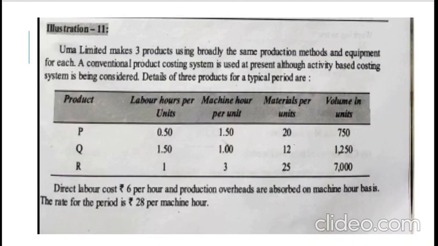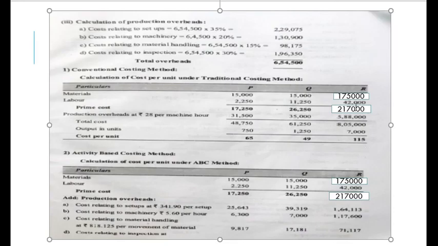So that is what is shown in the... So as we have got our labor hours for all the three products, that is P, Q, R, 22,250, 11,250 and 42,000, we will calculate our prime cost where we'll add material and labor for P, Q and R. So when we add up our material and labor, we get a prime cost for P 17,250, for Q 26,250 and for R 2,17,000.